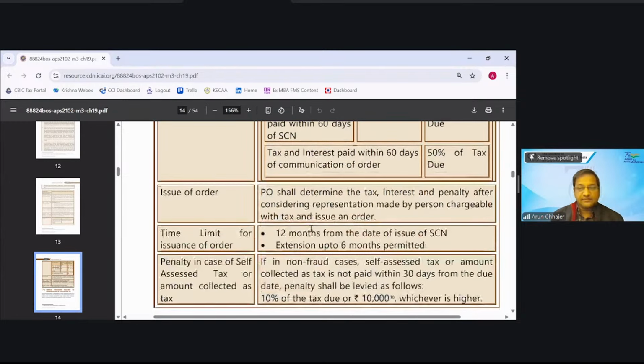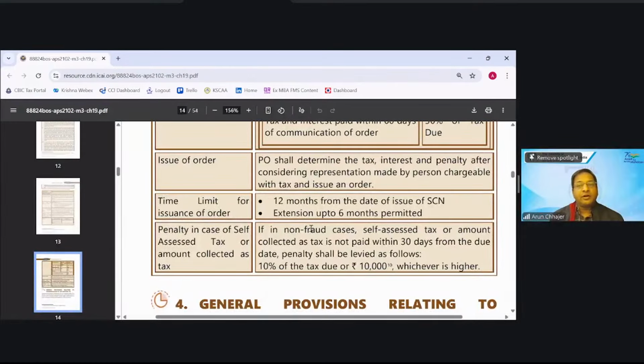Within 60 days. Issuance of the order, and the order will be issued. Then what is the time limit of the order? 12 months, normally from the date of the SCN, or extended up to 6 months.